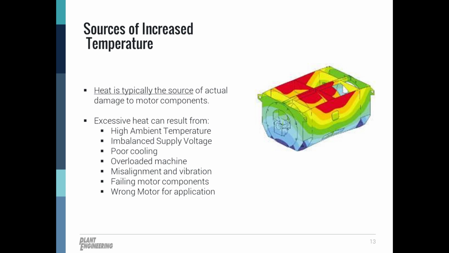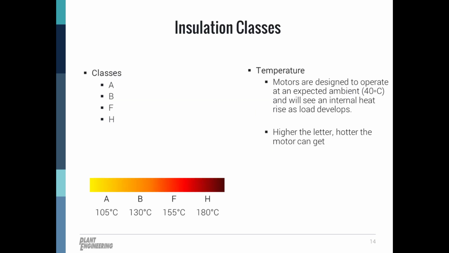All right. Heat is typically the source of primary damage to motor components. Excessive heat may occur from items such as elevated ambient temperature, unbalanced voltage at the mains, blocked or limited fan cooling, if there is a fan or blower on the motor, motor overload, vibration from shaft misalignment, or even incorrect motor selection for a specific application. All right, so let's dig into the heat.